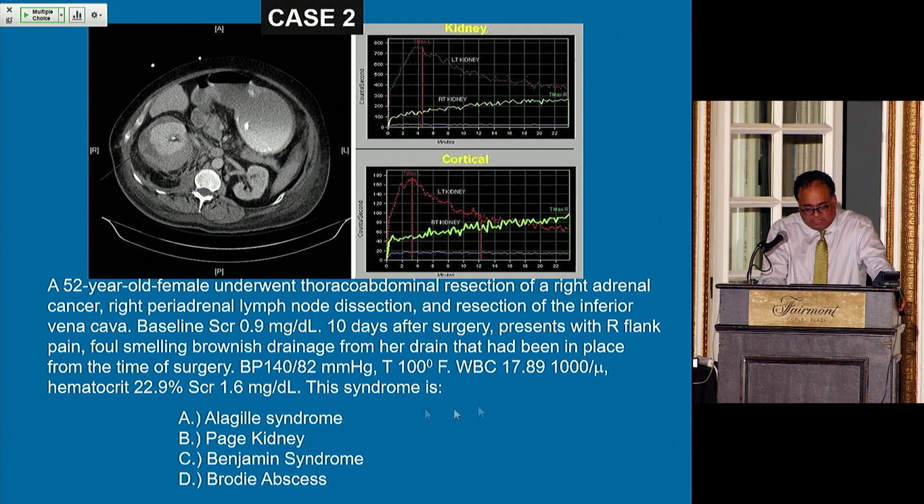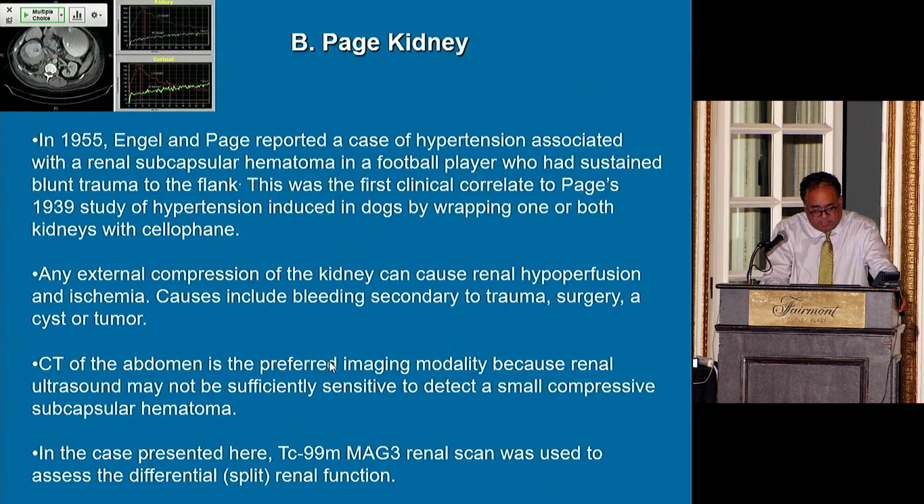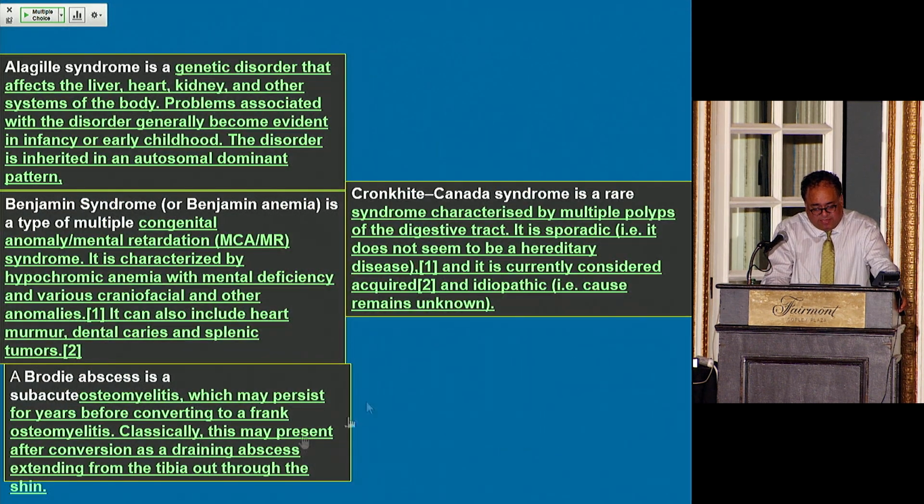But in somebody who seems like they might be septic or maybe have something going on with infection, a blood pressure 140/82 might be significant. But it's a real case. That's what her blood pressure was. All the other things were noise, right? I mean, Alagille syndrome, Benjamin syndrome, Brodie abscess. There's another one which I didn't throw in as a choice, but all these things are noise.